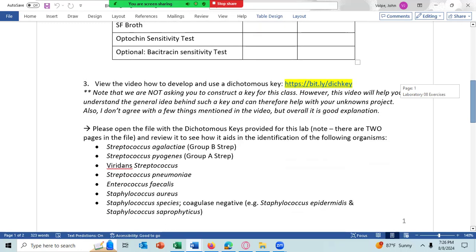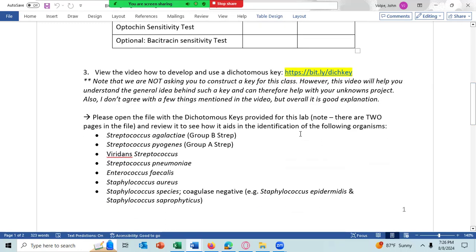All right, for 3, there's a video you should watch on how to develop and use a dichotomous key. Just click that link. We're not going to ask you to construct a dichotomous key. However, the video will help you understand the general idea behind such a key and therefore help you with your unknown project.